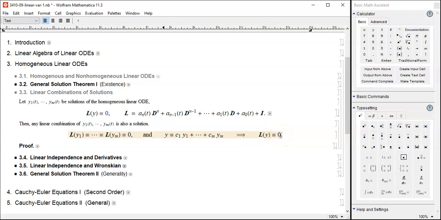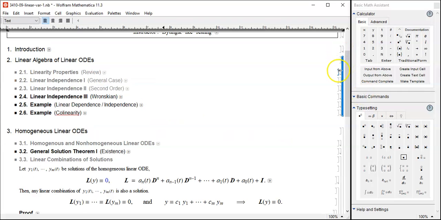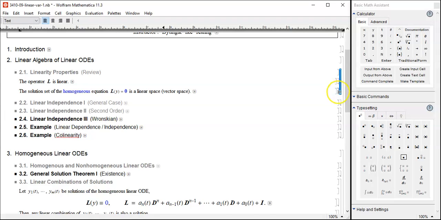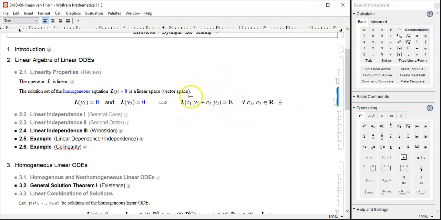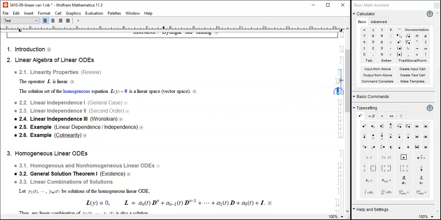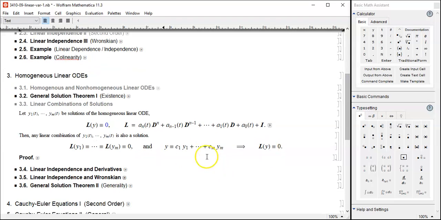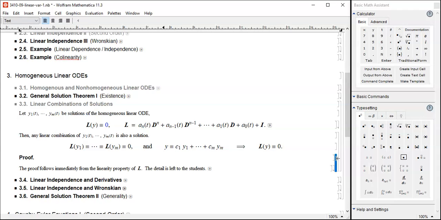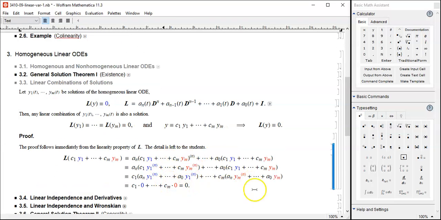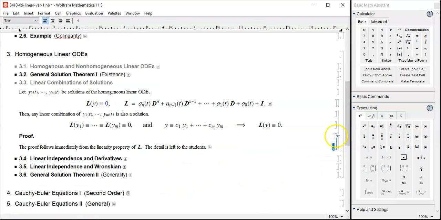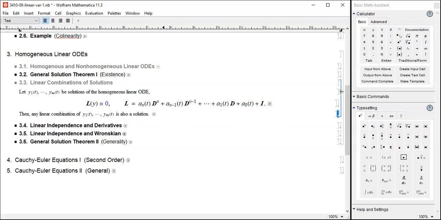How do you prove it? Well, as a matter of fact, it's just the repetition of this one. You see? Any linear combination of two solutions is also a solution. And just repeat it many more times, then you're going to get that m times. That's basically it. So the proof is left to the students. As a matter of fact, I did give you the proof here, but the details are left to the students. Okay, that was just a trivial observation, no biggie.